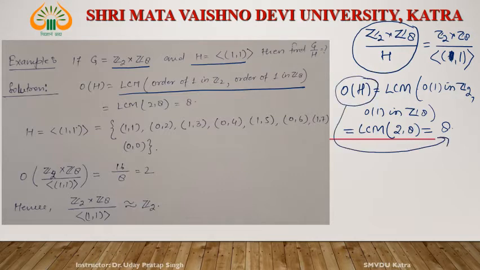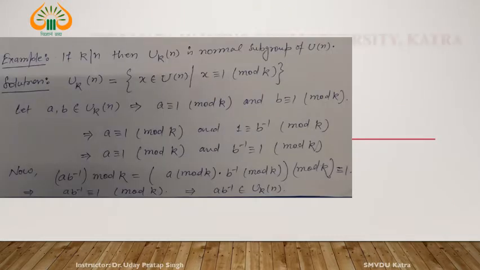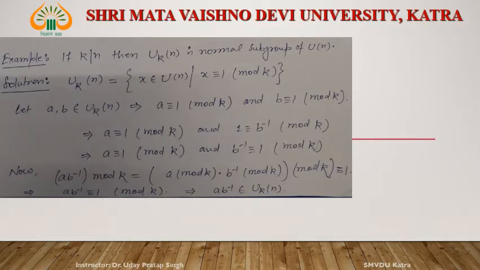Right. Then the order of Z2 cross Z8 by H is equal to the order of Z2 cross Z8, which is 16, divided by the order of H, which is 8, and this is equal to 2. Then this factor group Z2 cross Z8 by H is isomorphic to Z2. Okay. Now let us see one another example.